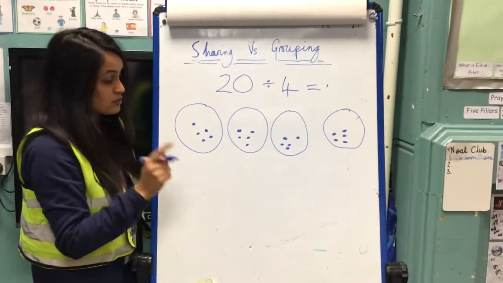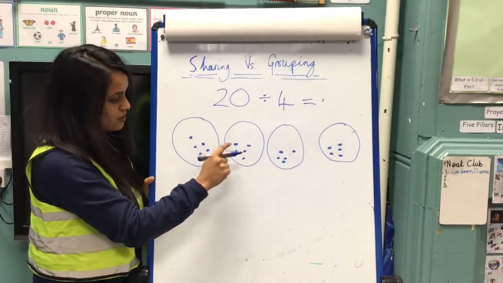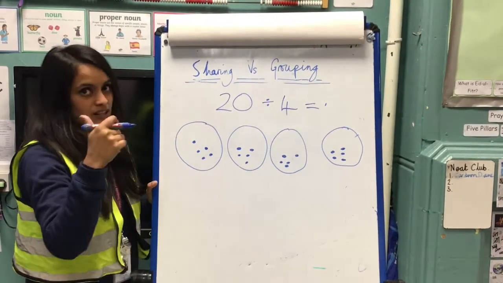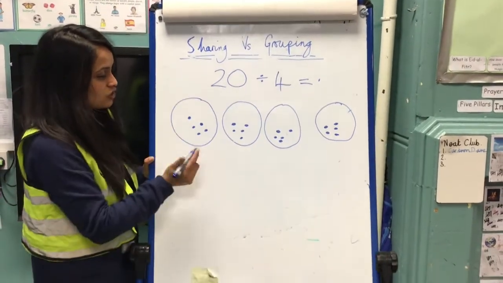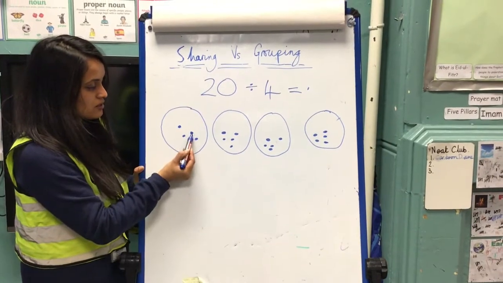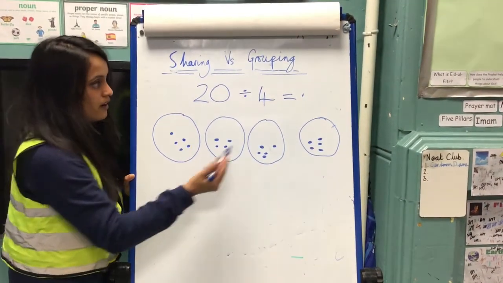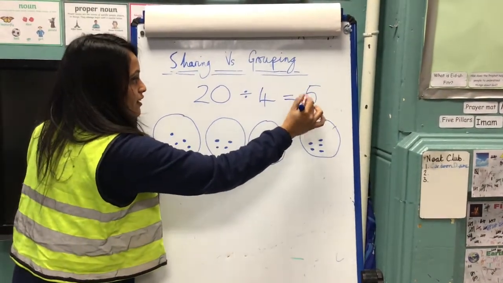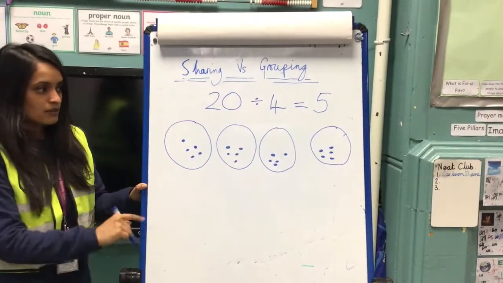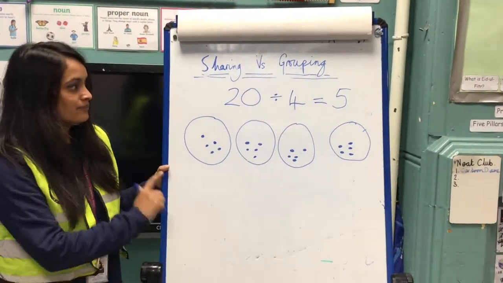I'm just going to double check whether I've got 20. Just doing it in my head. Definitely 20. So as you can see, in each group, there are how many dots? 1, 2, 3, 4, 5. So my answer is 5. And that's how we represent it pictorially.